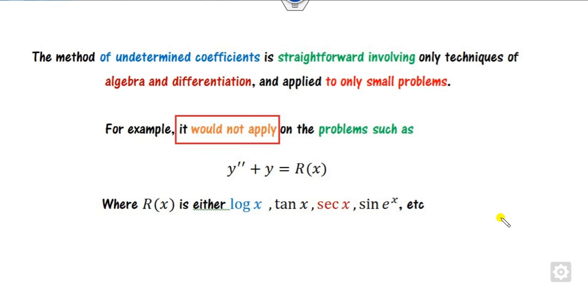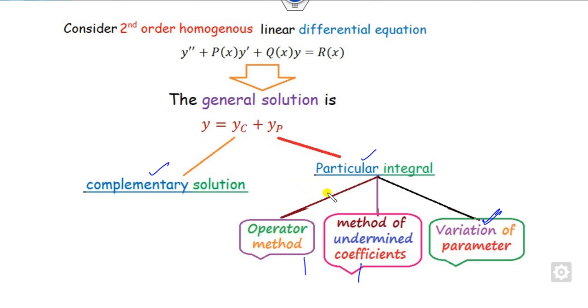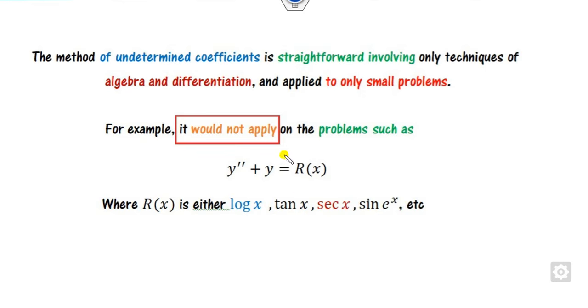As we have seen, there are certain drawbacks of the undetermined coefficient method. For example, if I consider r of x as log x, tan x, secant x, or similar functions, then the method of undetermined coefficients is unable to give us yp. What should I take as yp if r of x is log x, tan x and so on? Such limitations are overcome in this method, the variation of parameters.